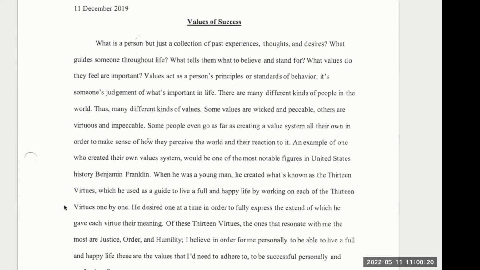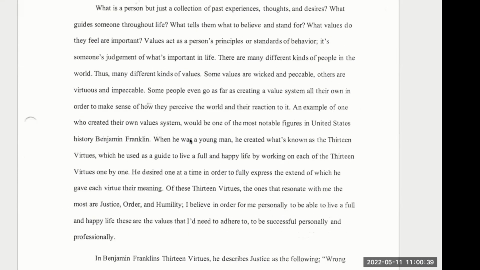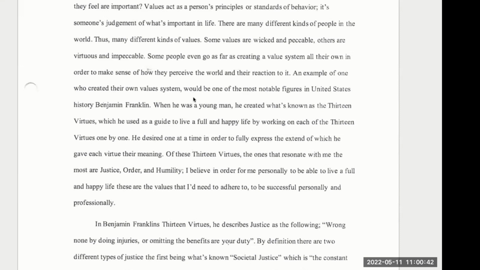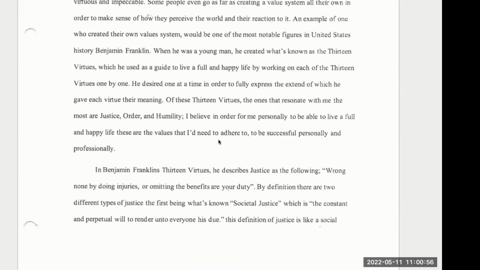Values, and then he goes on to answer. Values act as a person's principles or standards of behaviors. It's someone's judgment of what's important in life, and then gets into a little bit more general information, and then we'll definitely get a little bit more specific. An example of one who created their own value system would be one of the most notable figures in United States history, Benjamin Franklin. And I love this connection with Benjamin Franklin, because what he talks about is the 13 values that Benjamin Franklin wrote about, and how he tried to follow the values that he created. And I think it's something for us to maybe do some research on.